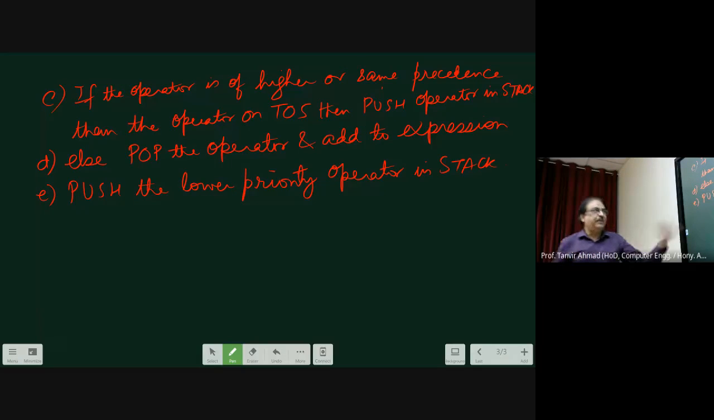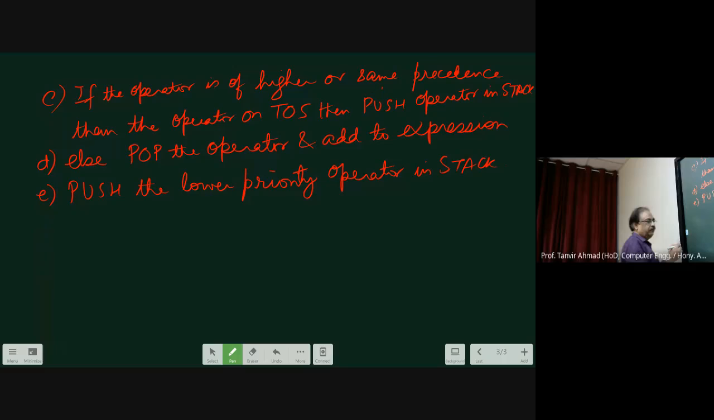Now I'm writing in expanded form because I did not write the last algorithm. If I'm writing in the expanded form, all the cases are there. It does not mean that all these five cases will come. You will get only one or two of them. Either it will be A or B or C or D, E will always be there.